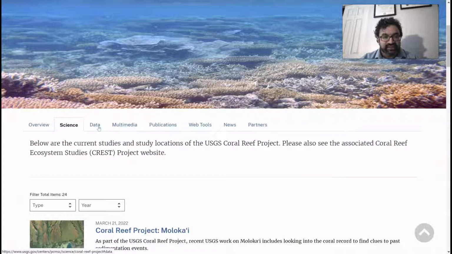There's a lot of data available from the coral reef ecosystem studies, called CREST for short.